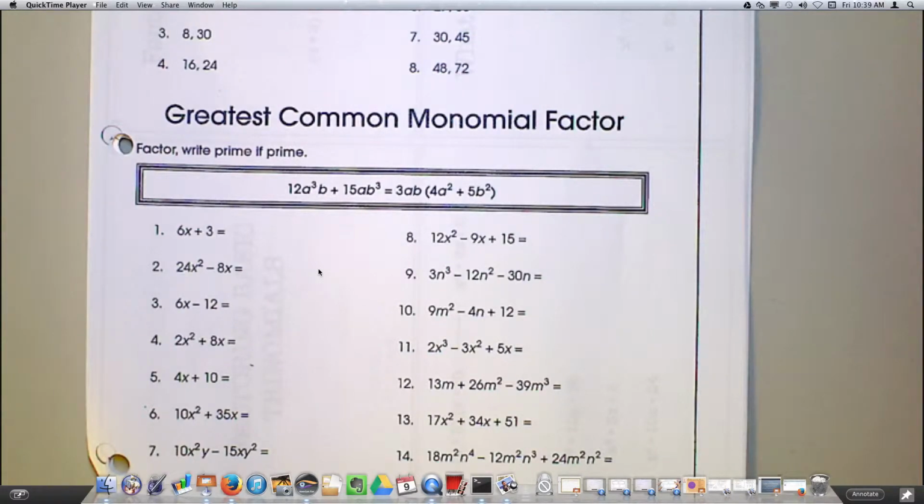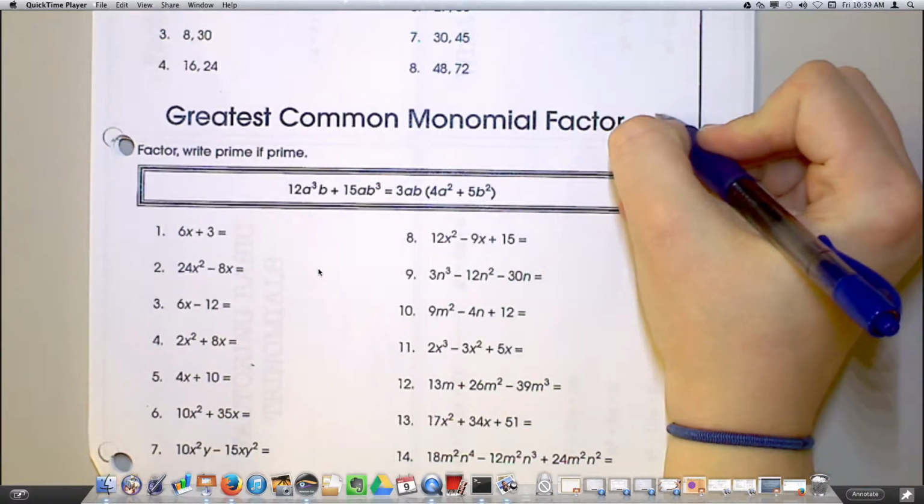The rest of chapter 11 that we're in right now deals with factoring, okay? And factoring means to break a number down into its factors. So when you make a factor tree, you are factoring a number.